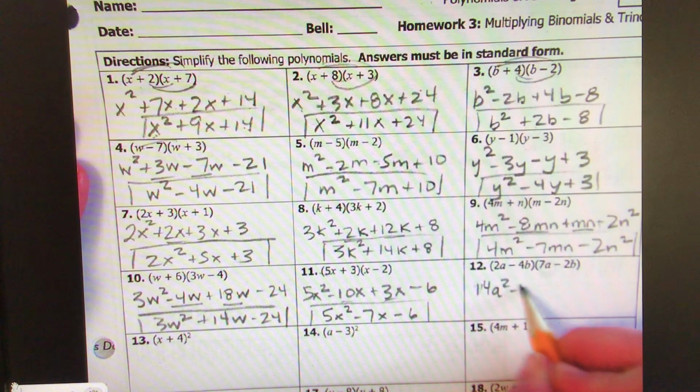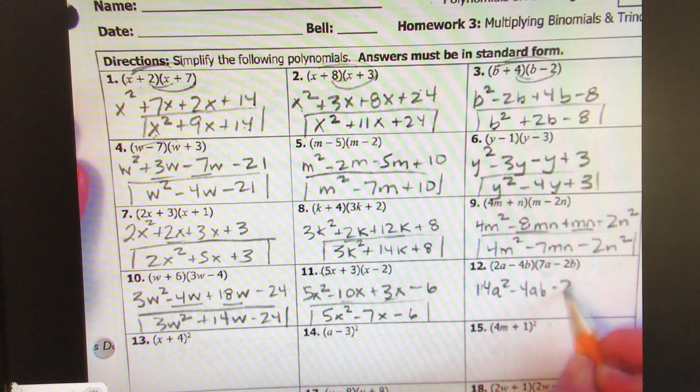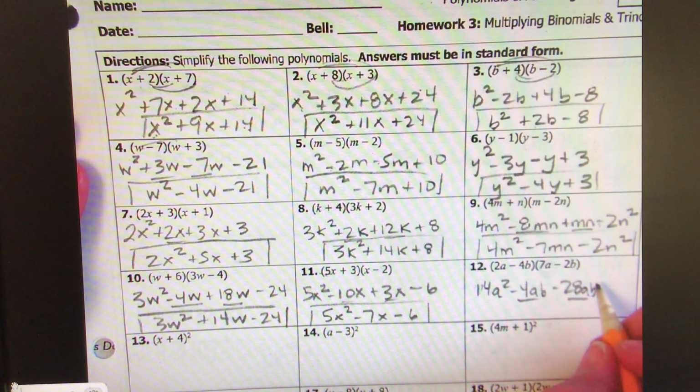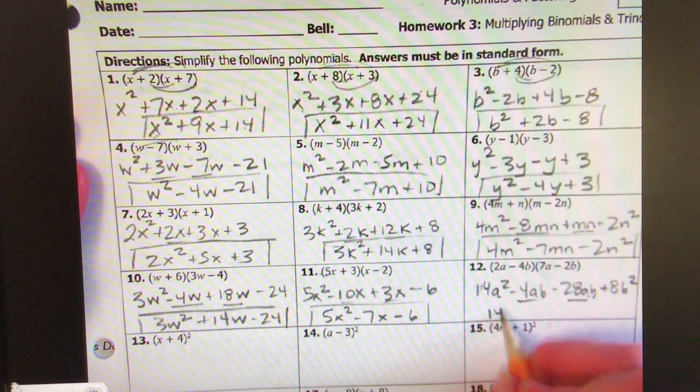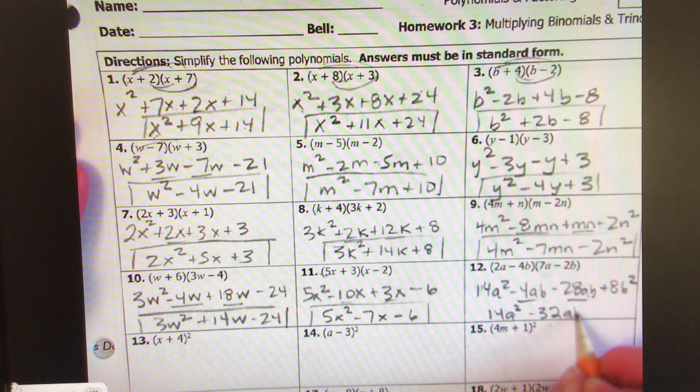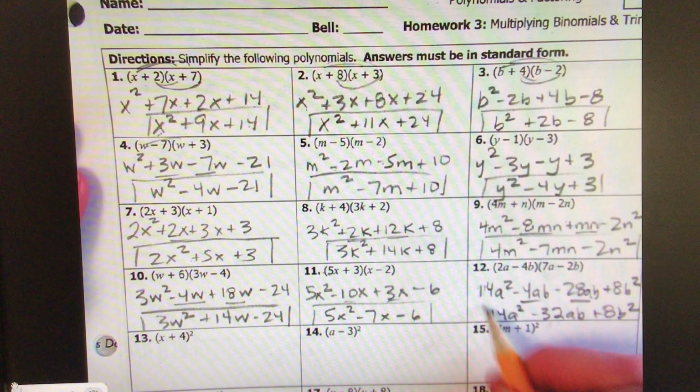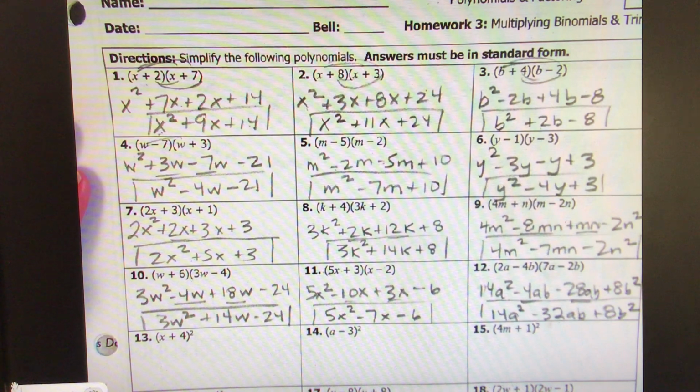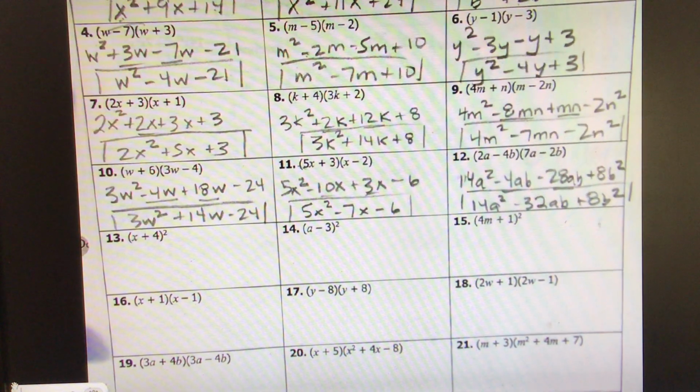14a squared minus 4ab minus 28ab. Remember, these inner ones are going to be the same term. Isn't that interesting in all these? Plus 8b squared. Now 14a squared minus 32ab plus 8b squared. Should I keep going? I'm sure you want me to. Ooh, I hope that was showing the whole time. That's a lot of math work.